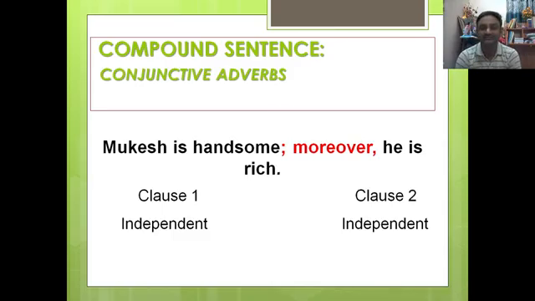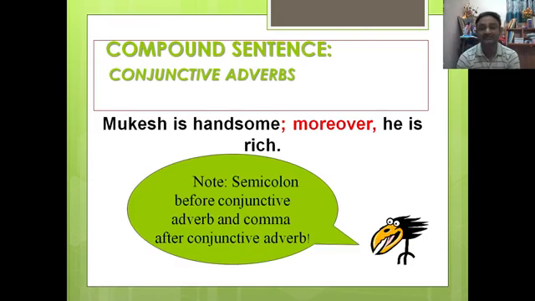Mukesh is handsome; moreover, he is rich. Clause 1 is "Mukesh is handsome" and clause 2 is "he is rich." Both are independent. If you read them individually, they are independent clauses. So: Mukesh is handsome; moreover, he is rich.